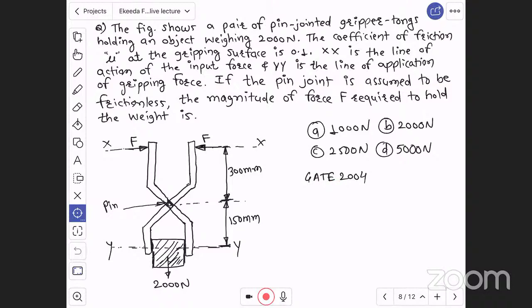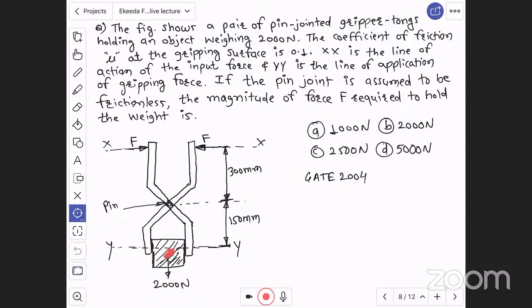Now, come to the question. Okay, everyone is with me. Let us read the question. The figure shows a pair of pin jointed gripper tongs holding an object weighing 2000 Newton. See here, this is a pin jointed gripper tong, and this gripper tong is holding an object of 2000 Newton here.